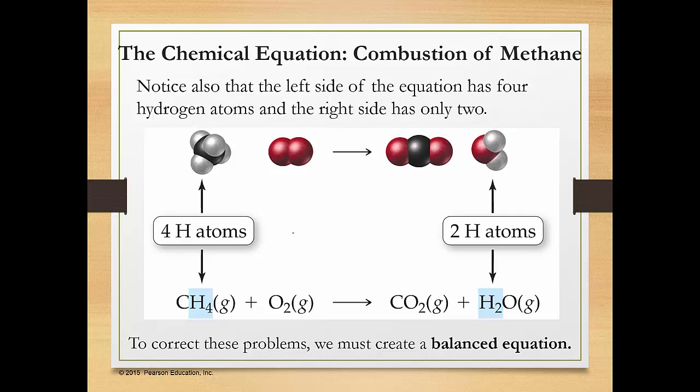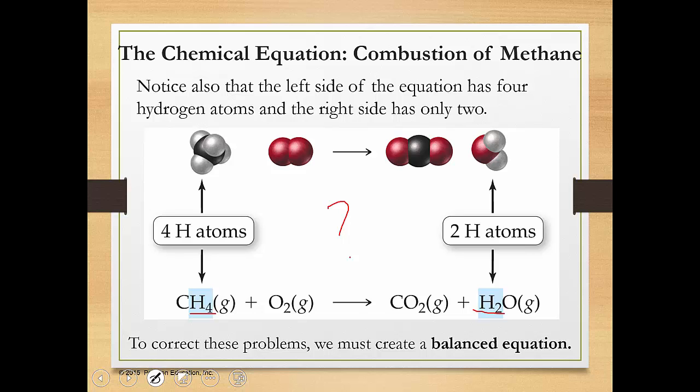Now the other thing, notice if we look at the other elements. If we look at hydrogen atoms, notice on the left side of the equation, we have 4 hydrogen atoms in that methane, and over here we made a water molecule. We only have 2. Again, what happened? We can't have 4 on the left and 2 on the right. It looks like 2 hydrogen atoms have been destroyed. We've lost them, and we know they haven't been destroyed.